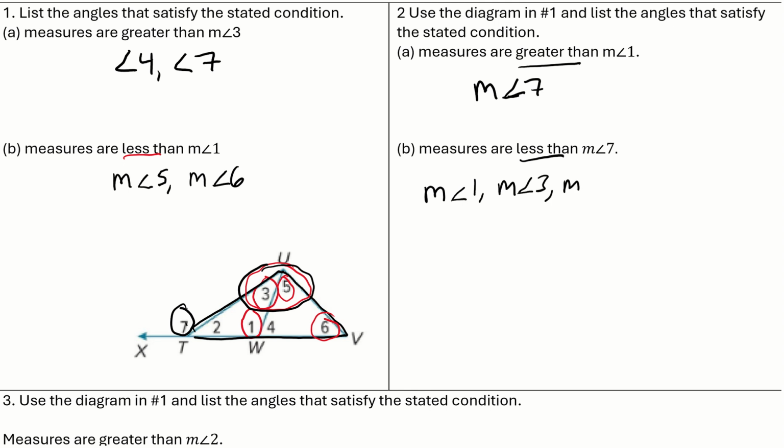All right, so we got angle 1, angle 3. I don't need the M's. I don't know why I put M's there, so I apologize for that. Angle 5. Angle 6, and then the combination of 3 and 5. What's the combination of 3 and 5? Well, it's TUV, right? That's what that big angle is, angle TUV. Okay, all right, so let's do that.